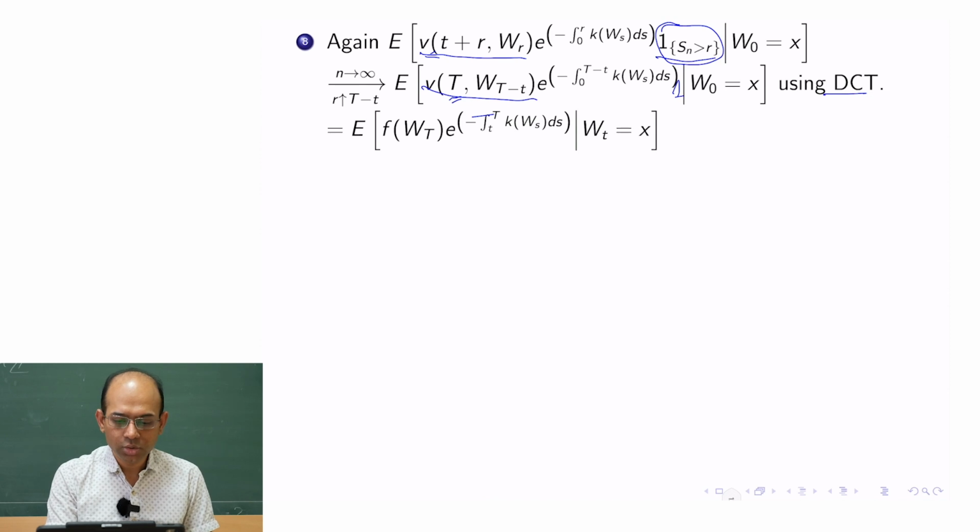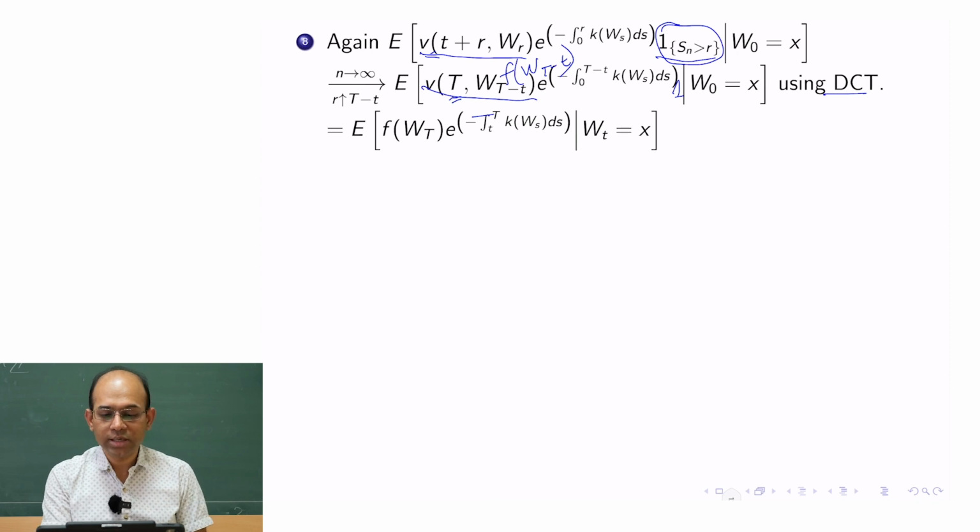Correct? So this is the same as small f of w of capital T minus small t. And then what we do is that we change variable. We just shift the time of Brownian motion from 0 to t. So earlier it was w0 is equal to x. So I'm writing wt is equal to x. So we are assuming that it is starting from time t.